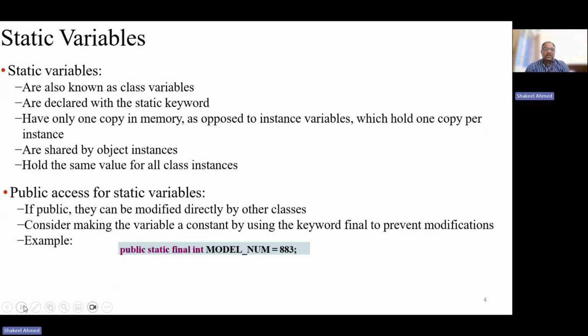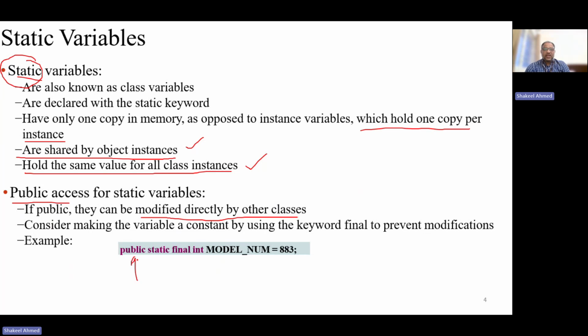So previously you saw that we were having instances, everyone gets one copy if they are non-static. But if they are static, all of them will use the same instance of that variable. So all shared by the object instances hold the same value for all the class instances. So when you are having a static variable, all the instances would remain the same. In this case, if you are making it public also, then static variables can be modified directly by other classes.